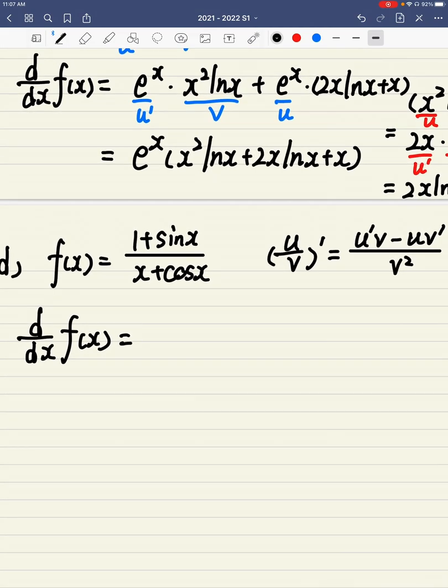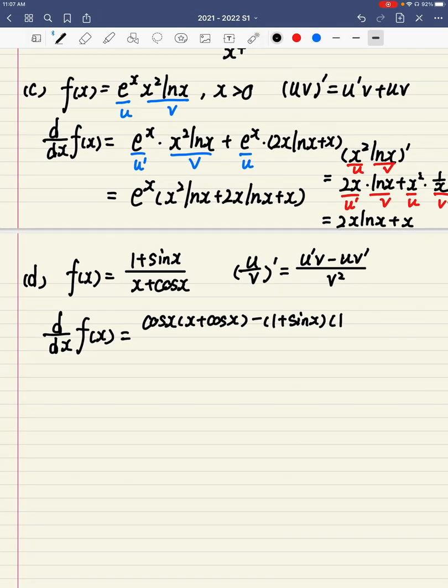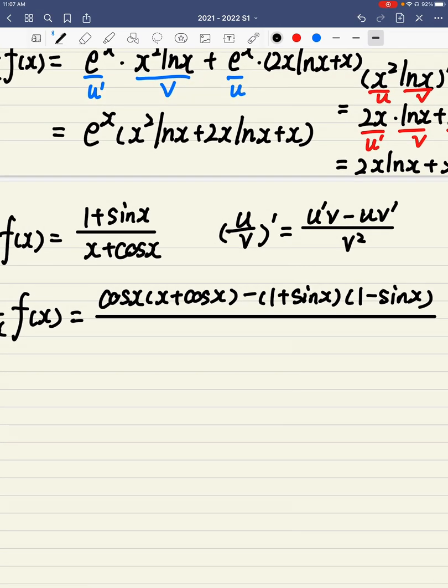Okay, so here, u is 1 plus sine x, what's the derivative? Cosine x. Cosine x times (x plus cosine x) minus u times v's derivative. So what is v's derivative? 1 minus sine x. Okay, over (x plus cosine x) squared.